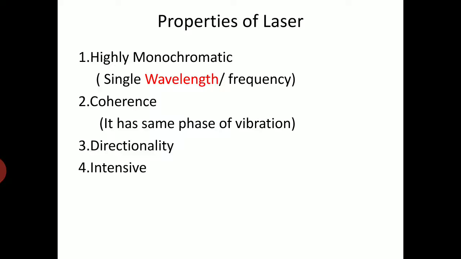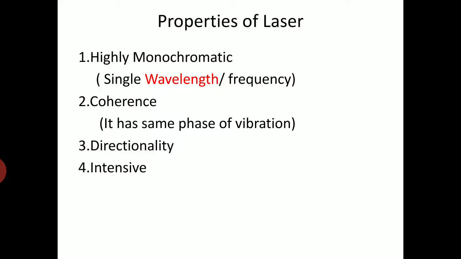The next very important property of the laser is coherence. This makes a difference with ordinary and other sources. What exactly is coherence? It means that in the light emitted by the laser source, all the photons coming out are in the same phase of vibration. That makes a special characteristic as far as the laser is concerned.